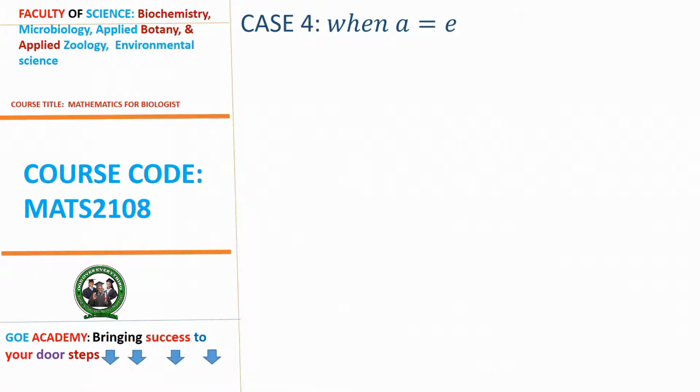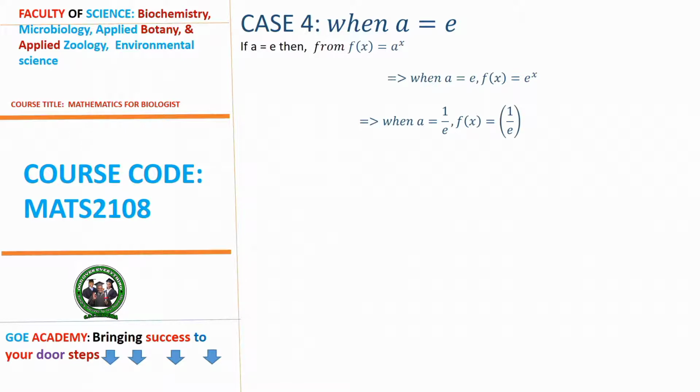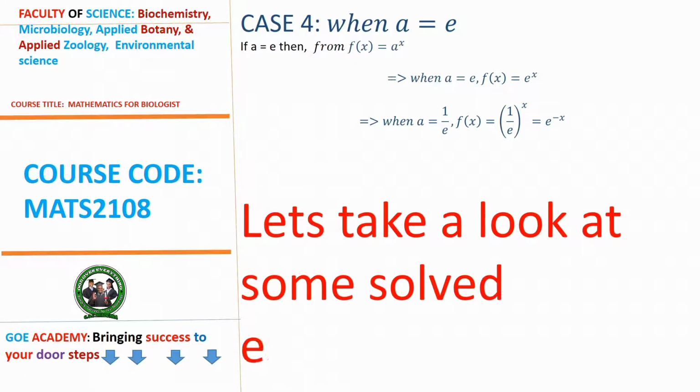Now what happens when a is equal to e? If a is equal to e, then our exponential function becomes simply e raised to the power x. We just replace a by e from our general form, right? Okay, I hope everybody is cool here. Now if a equals 1 on e, then we have 1 on e raised to the power x, which is e raised to the power minus x. Hope it's well understood. So let's take a few examples on how to plot curves of that form.